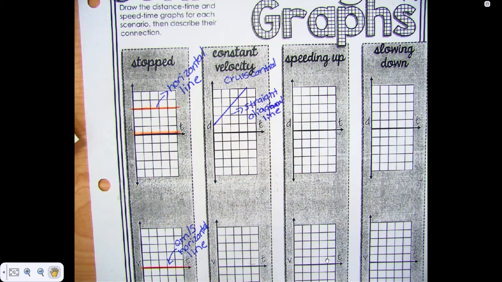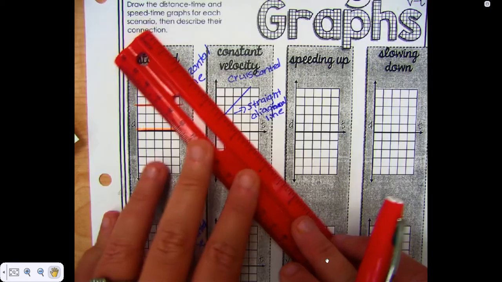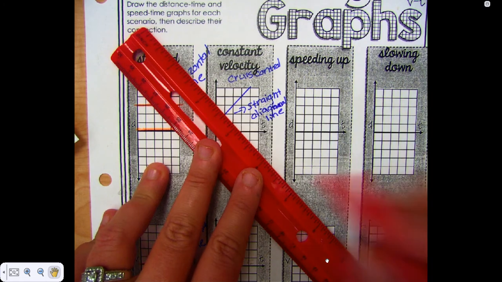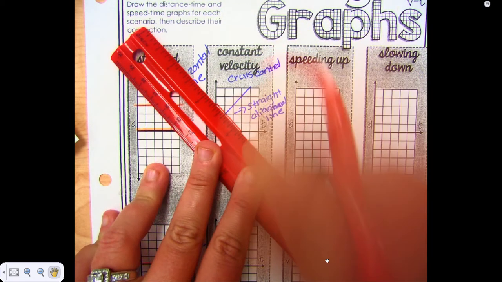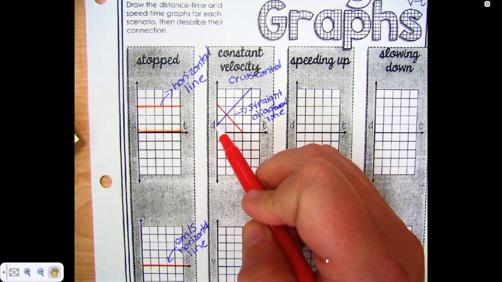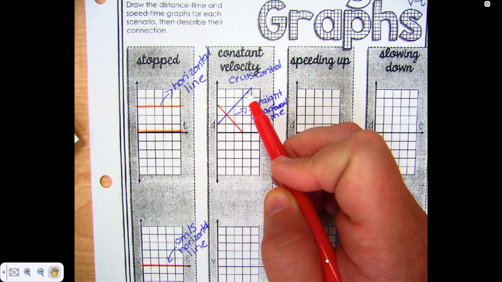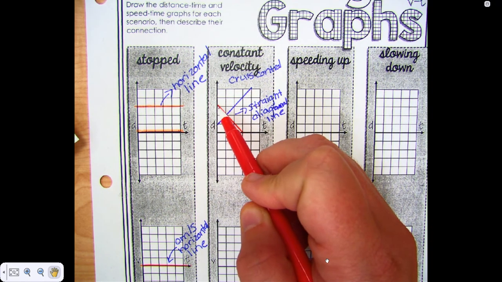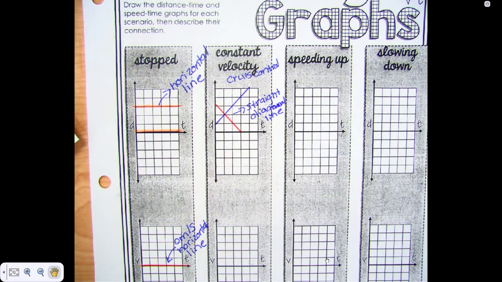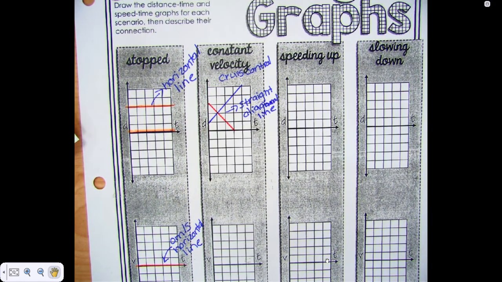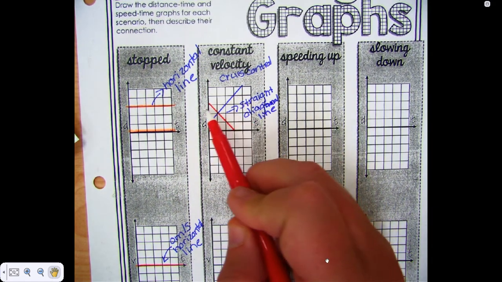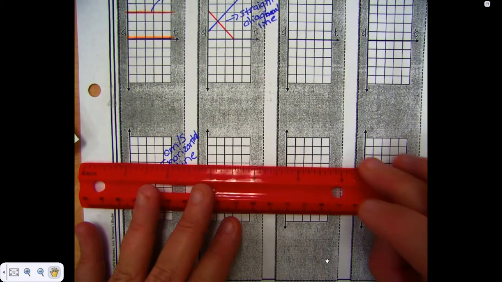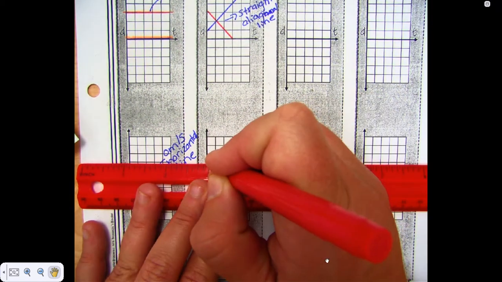I could also add on it having a negative slope. Now remember, on this one, this line meant it was going away from its reference point. This meant it was going towards the reference point. So that's the difference between those two. Constant velocity. On a velocity time graph, how do you know if it has a constant velocity? Well, I'm going to have a horizontal line.